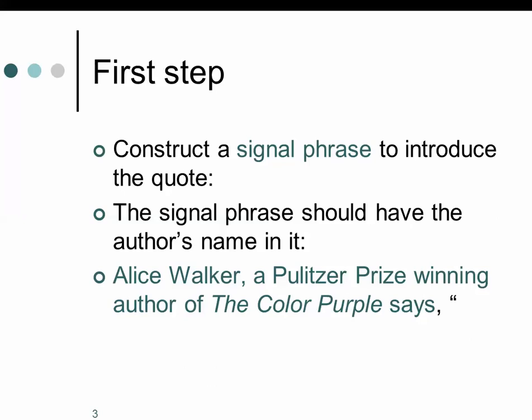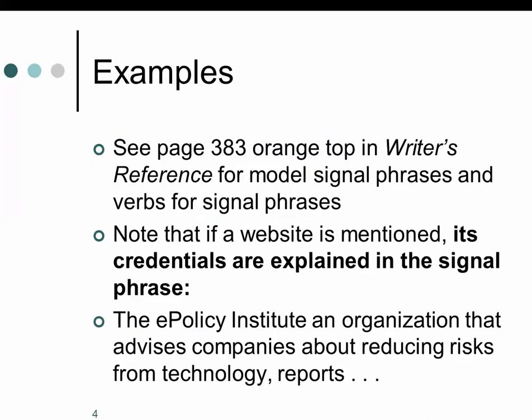Alright, so the first step, you construct a signal phrase to introduce the quote. The signal phrase should have the author's name in it and something about the author, so we know that this person is a credentialed person or somebody we really would want to listen to. For example, Alice Walker is a Pulitzer Prize-winning author of The Color Purple, and that information I put in my signal phrase so that my readers would understand I was quoting someone who knew what she was talking about. If you need examples of some more signal phrases and some verbs to use in signal phrases, see page 383 orange top in Writer's Reference for model signal phrases and verbs for signal phrases.